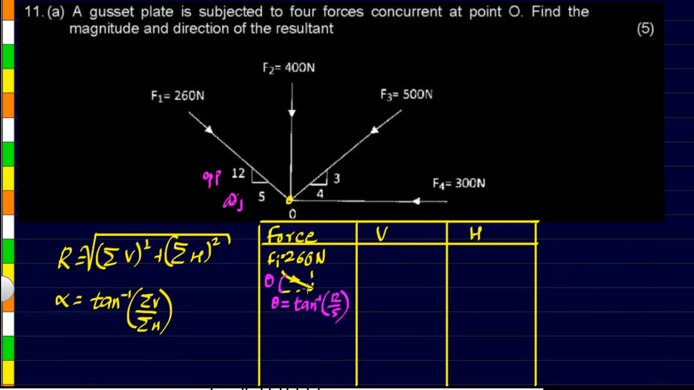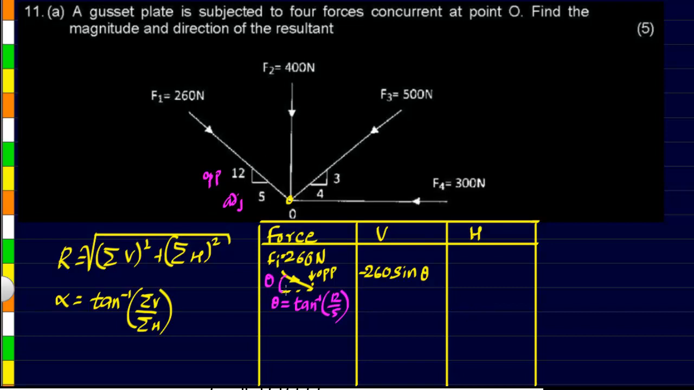So the vertical component will be sine, because you can see it is the opposite side for theta, and this horizontal one is the adjacent. So opposite comes under sine, so we'll take F1, that is 260 sine of the angle, let us say theta, and because it is directed downwards, the vertical component will also be directed downwards, and hence it has to be taken negative.